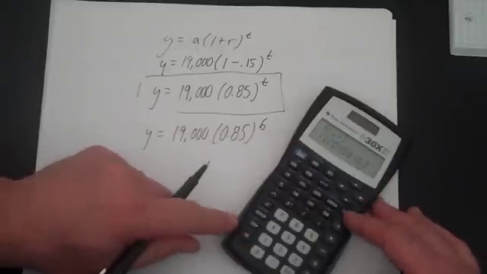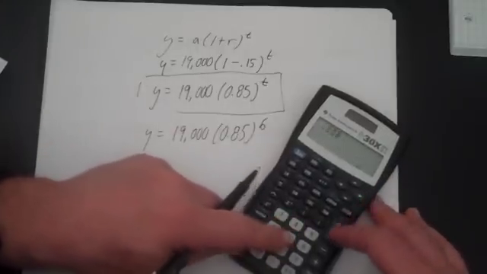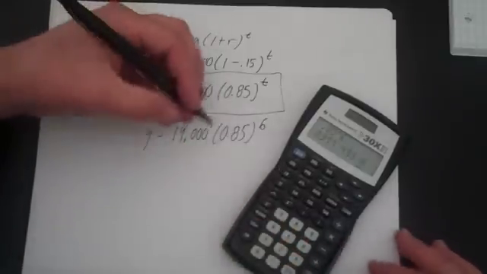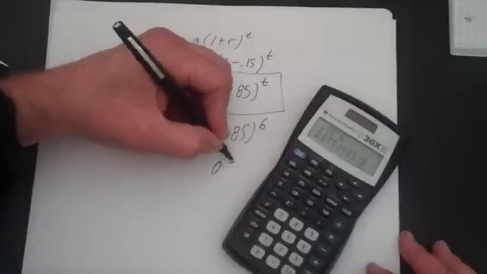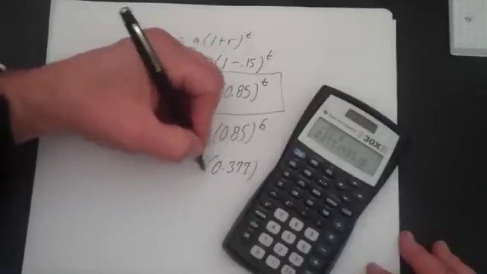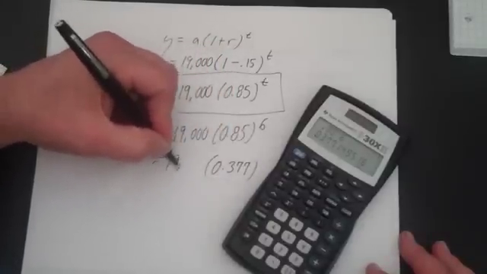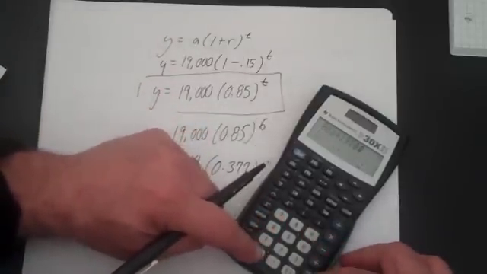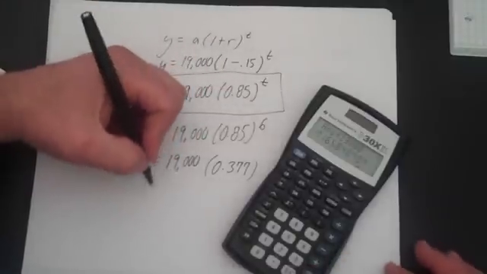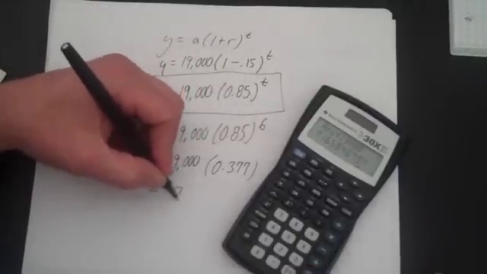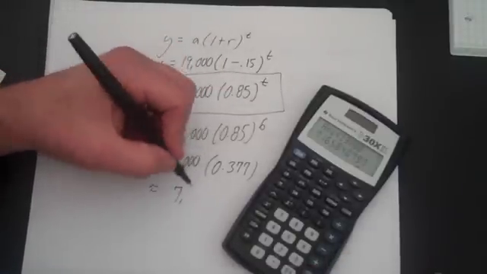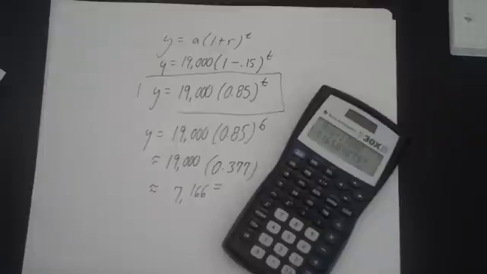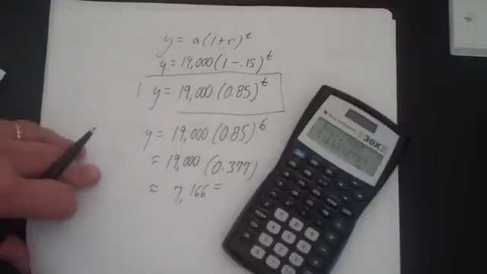Let's do that on your calculator. That's 0.85 raised to the sixth, that's 0.377 roughly. So it's 0.377 times 19,000. So you end up with about $7,166 or so. Probably not a good idea to invest with your brother-in-law.